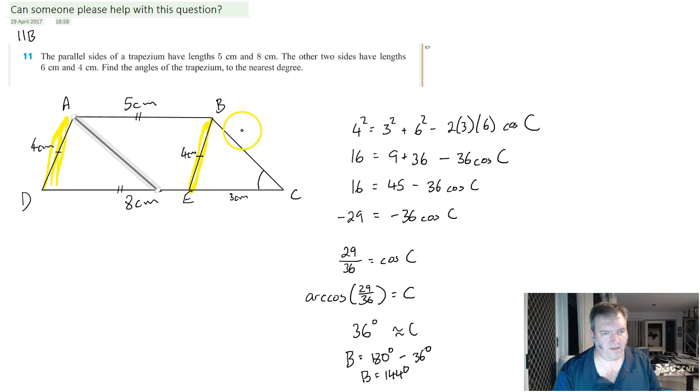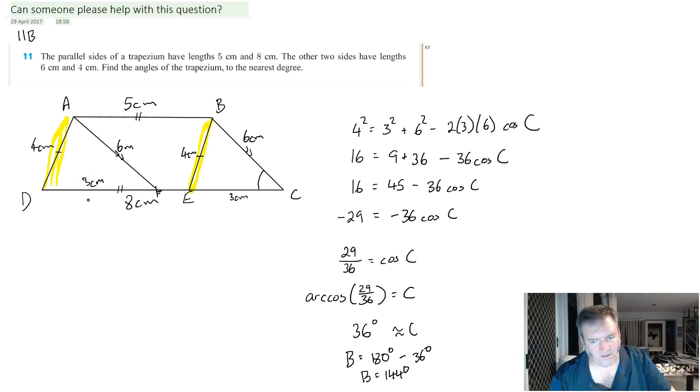To roughly there. Of course we knew BC was 6 centimeters, not sure where I rubbed that out at some stage. There's my 6 centimeter line here. These two are parallel. So we've got a parallelogram there. Of course it's 5 centimeters all the way across, which leaves us with 3 centimeters left for D. Let's call that point F.